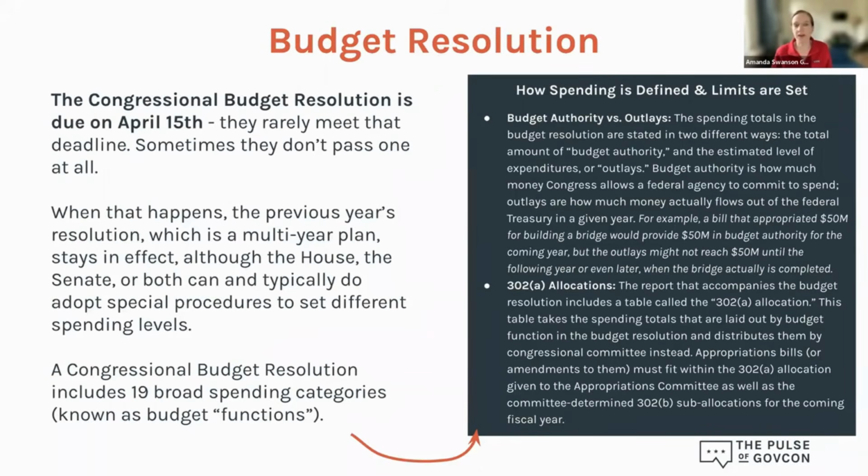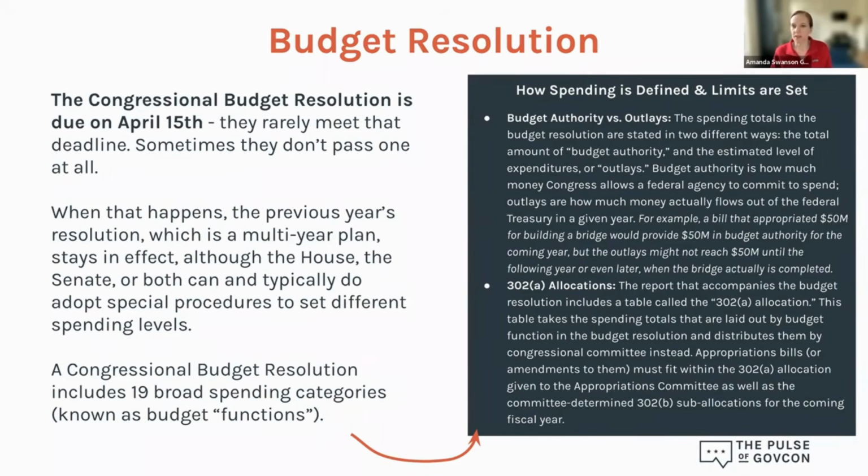In years when we have a full year continuing resolution, which we'll get into in a little bit, you won't see a congressional budget resolution passed at any time. When that happens, like I said, you're going into special procedures to set different spending levels or do a continuing resolution. There's whole other processes that kick off. Important to note, however, it includes 19 broad spending categories known as functions. So these are going to be everything from Department of Agriculture to Department of Energy and Nuclear programs. All of these things will show up in the budget resolution.